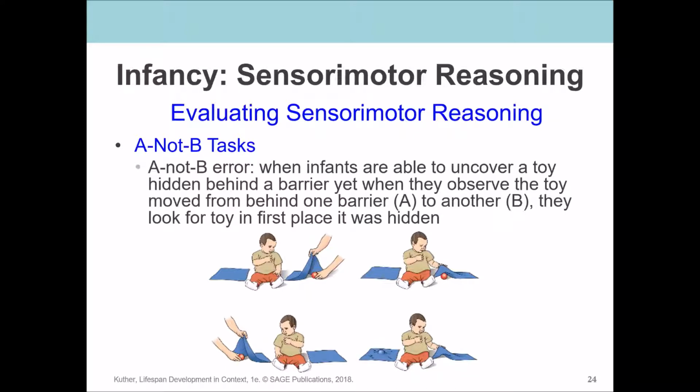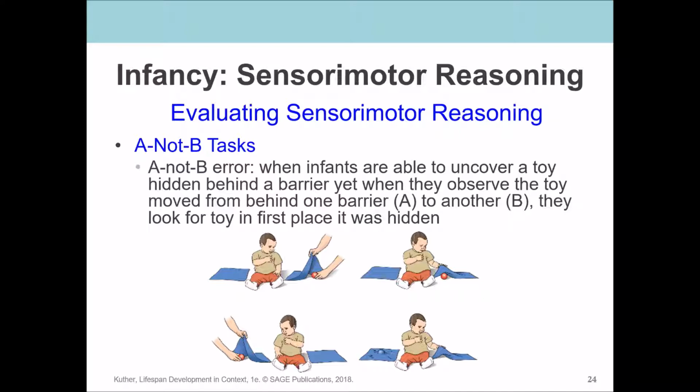Okay, so again, I mentioned that infants can display object permanence from Piaget's perspective, from Piaget's testing, by covering an object and then asking the baby to uncover it. Now, babies show a very typical error. It's called the A not B error. This is when infants are unable to uncover a toy behind a barrier, yet when they observe, they are able to uncover a toy behind a barrier. So they are shown the ball go under the towel, they lift up the towel, and they find it. So that's in spot A.